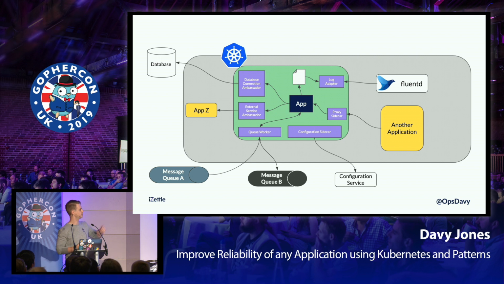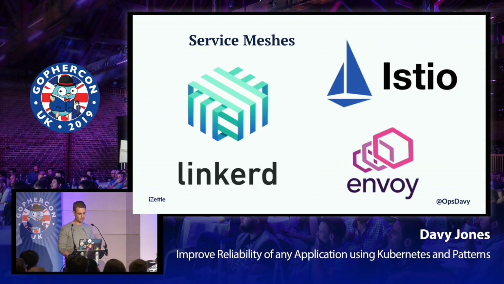And then the top left one there about data connection ambassador. You could have something like PG Bouncer for communicating to different Postgres databases, that can handle that for you. Your app doesn't need to introduce that more complicated logic.